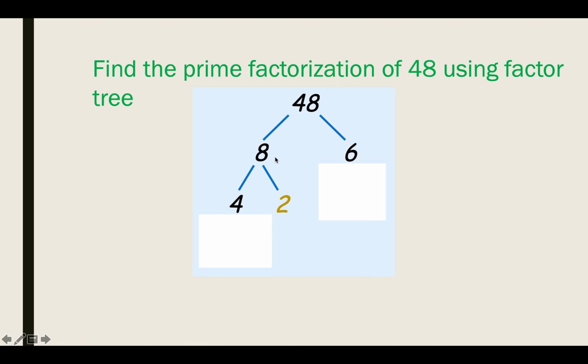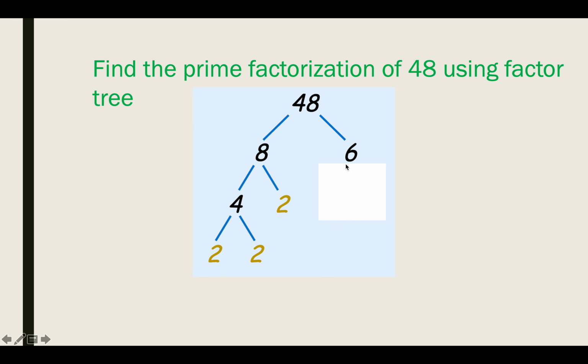So I'm going to take the factors of 8 as 4 and 2. 2 is a prime number, so I don't have to split it again. But 4 is not a prime number, so I need to write 4 as a product of prime numbers, which is 2 and 2. Now here it became prime numbers, so we are done with this part.